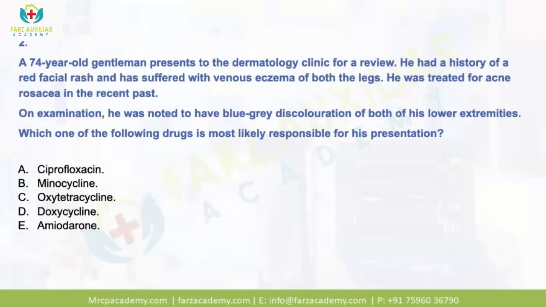Now, the next patient: a 74-year-old gentleman presents to the dermatology clinic for review. He had a history of red facial rash and had suffered with venous eczema of both legs. He was treated for acne rosacea in the past. On examination, he has blue-gray discoloration of both lower extremities. Which one of the following drugs is most likely responsible for his presentation? They are already telling you the drug is the reason for this blue-gray discoloration. So is it ciprofloxacin, minocycline, tetracycline, doxycycline, or amiodarone? Minocycline is classically known to cause blue-gray discoloration.